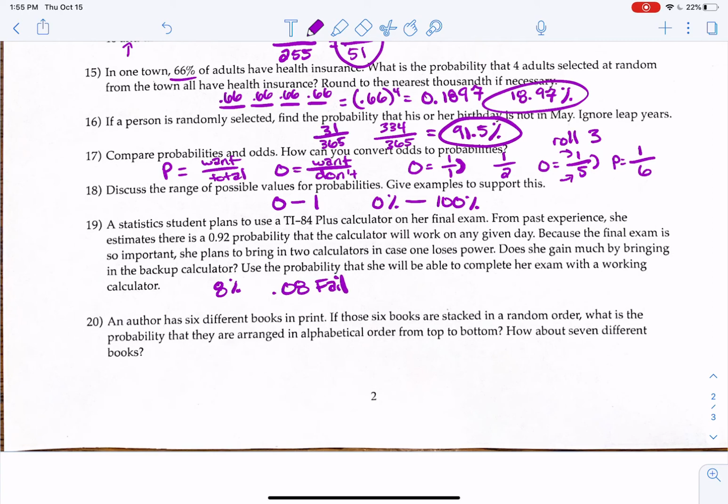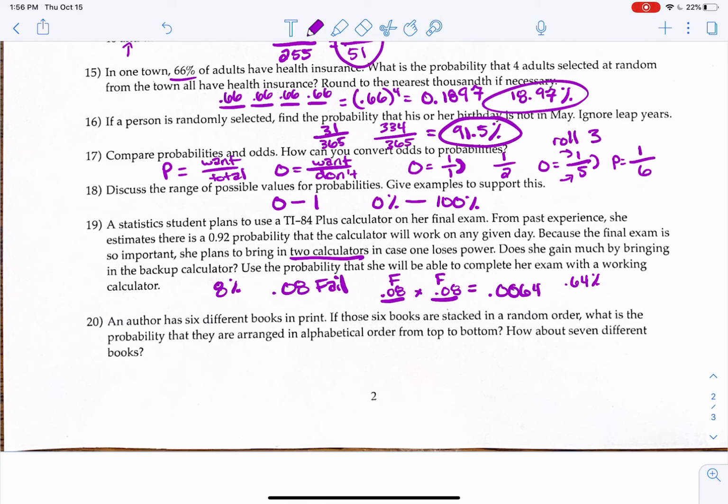Okay, she's going to bring 2 calculators to the exam. So let's find the probability of a fail and a fail. Let's find the probability that the calculator is going to fail both times. It has an 8% chance that it's going to fail the first time and an 8% chance that it's going to fail the second time. So 8% times 8%, 0.08 times 0.08. The chance of both of them failing is 0.0064. Okay, so less than a 1% chance, this would be a 0.64% chance that it is going to fail both times.